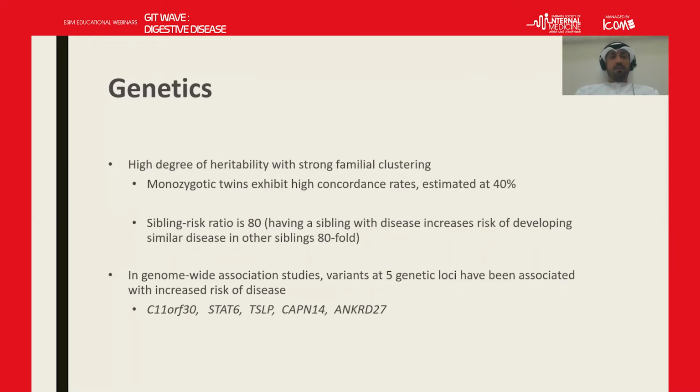There is a high genetic susceptibility, with a high degree of heritability and strong family clustering. Monozygotic twins exhibit a high concordance rate, estimated here at 40%. Sibling risk is also increased, with an 80-fold increase in risk of developing eosinophilic esophagitis. Studies have also looked into the genome associated with EOE, and they've identified around 5 genetic loci associated with the disease.